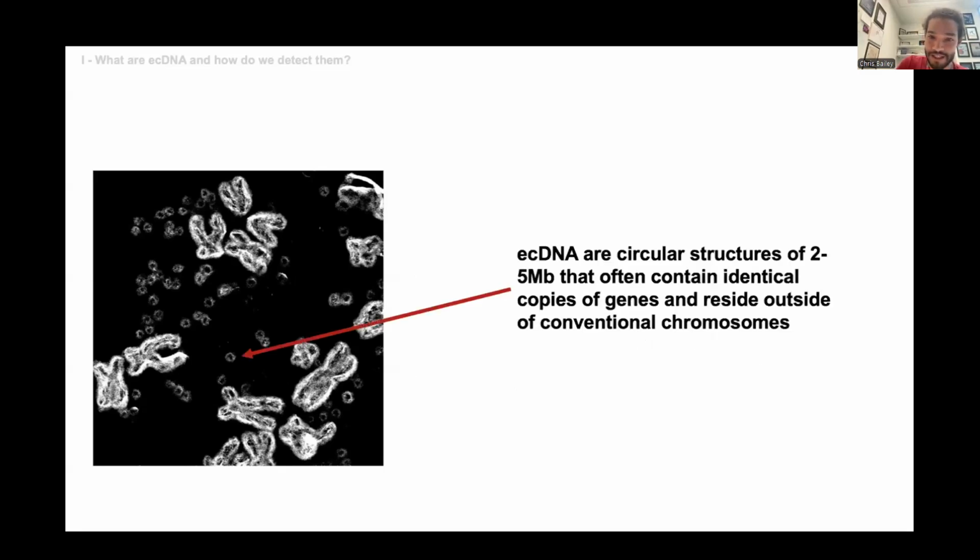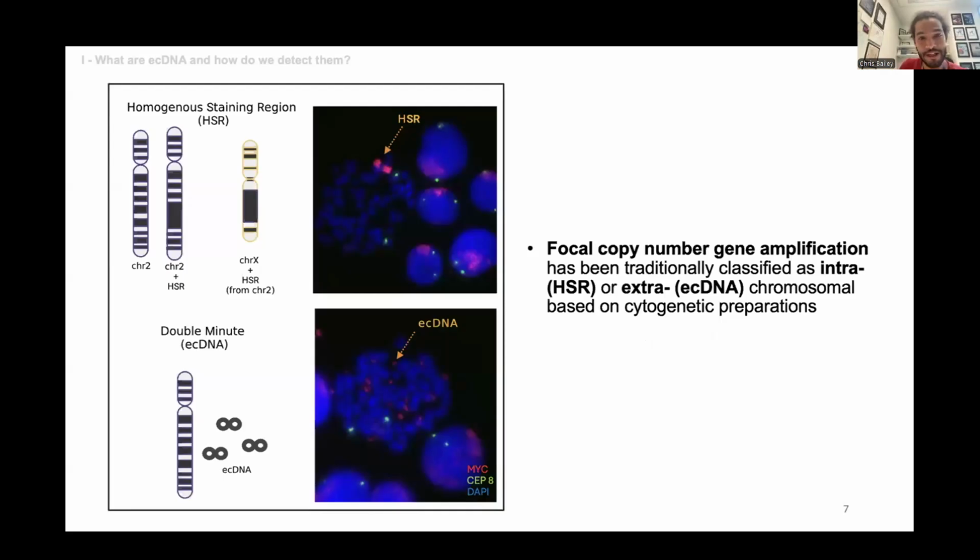But what is ecDNA? ecDNA are circular structures of 2 to 5 megabases that often contain identical copies of genes and reside outside conventional chromosomes. They create focal copy number amplifications. And prior to next generation sequencing, they were traditionally identified on chromosome-based cytogenetic preparations, such as metaphase spreads. Traditionally, focal copy number amplifications are characterized as intrachromosomal.